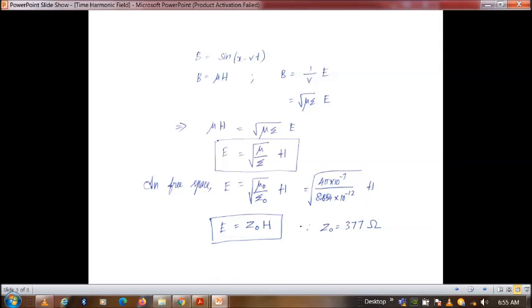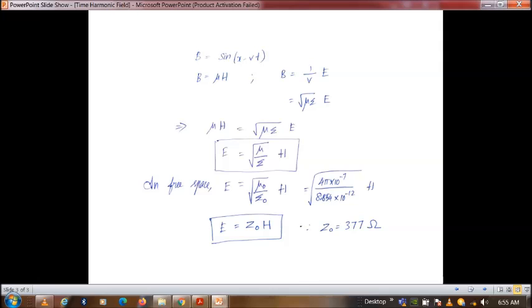The relations for magnetic flux density will be B is equal to mu H, and B is equal to 1 by V times E by the wave equation. But V is equal to 1 by root mu epsilon, and so it becomes root of mu epsilon into E. Equating these two B values, we have mu H is equal to root mu epsilon into E. Taking the mu over, E is equal to root of mu by epsilon into H.